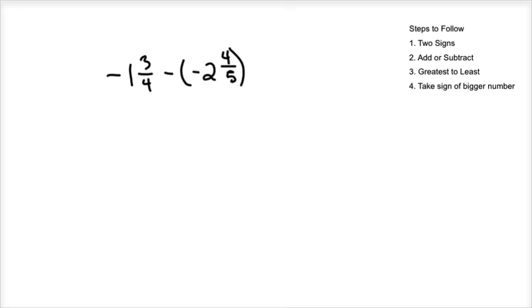Okay? I want two signs. Again, there's three signs here. I have 1, 2, 3. I don't want that. I only want two signs. So I want negative 1 3/4 and add or subtract 2 4/5. Well, a negative times a negative is a positive. So negative 1 3/4 plus 4/5.